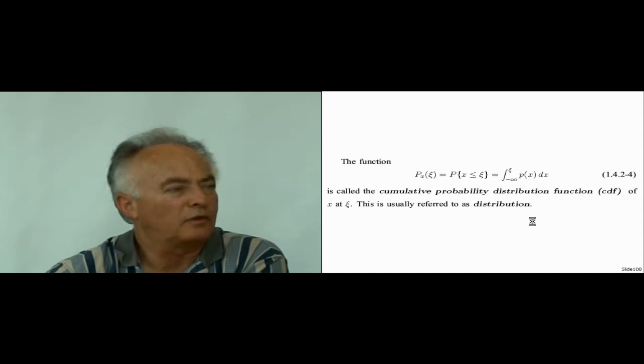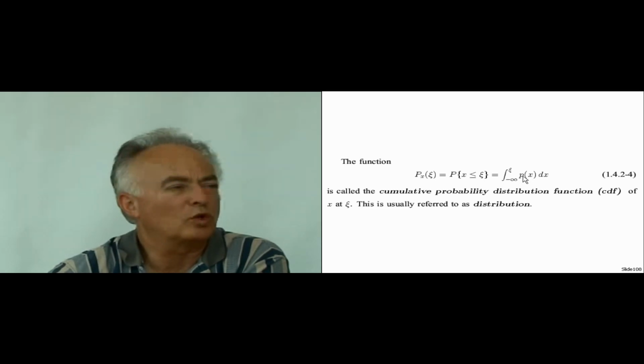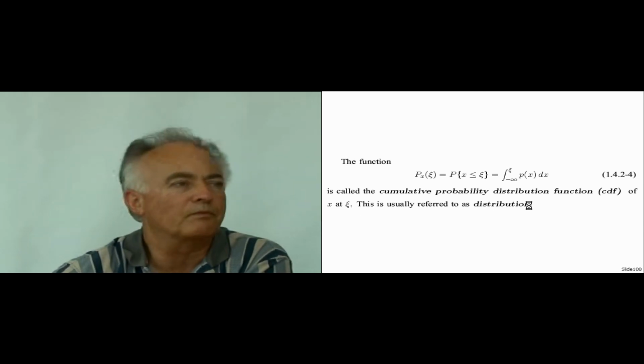Now, there is another function, capital P sub X at psi, which is the probability of the event that the random variable X is less than or equal to the number psi, and this is the integral from minus infinity to psi of the probability density function, now written in the simplest possible notation, p(x) dx. This is called the cumulative probability distribution function of X at psi. Sometimes it is referred to just as the distribution. So we use density, we use distribution.